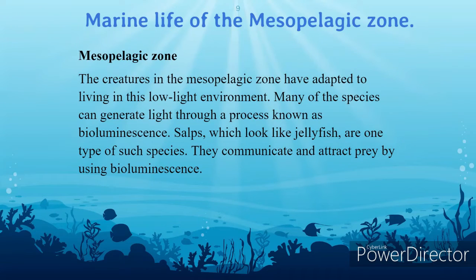Mesopelagic zone: the creatures in the mesopelagic zone have adapted to living in this low-light environment. Many of the species can generate light through a process known as bioluminescence. Something that looks like a jellyfish is one type of such species. They communicate and attract prey by using bioluminescence.